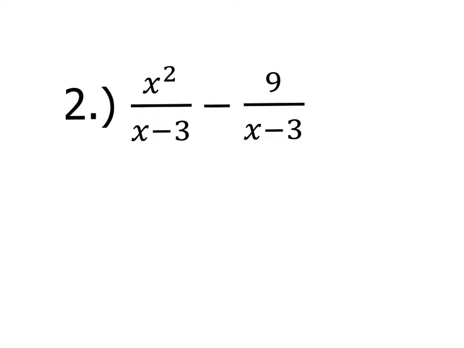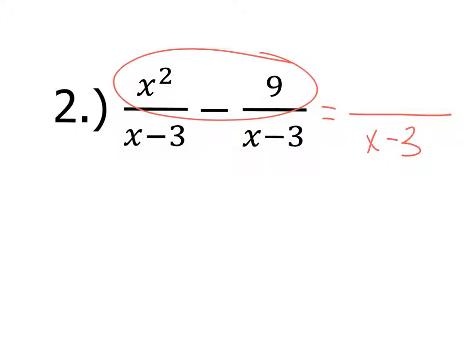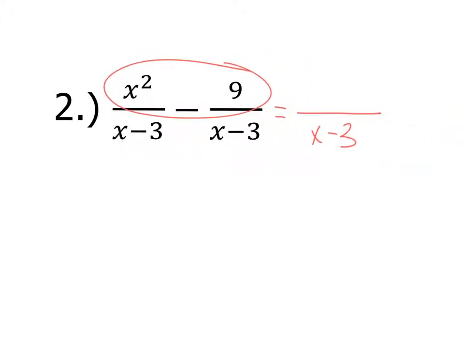Once again, we have a common denominator already. So the denominator will stay the same. In this case, we'll subtract the numerators. Now, just like the previous problem, x squared and 9 don't actually subtract. They can't. They're not like terms. So we just simply write them separately: x squared minus 9. Finally, we look and see if maybe this can be simplified.